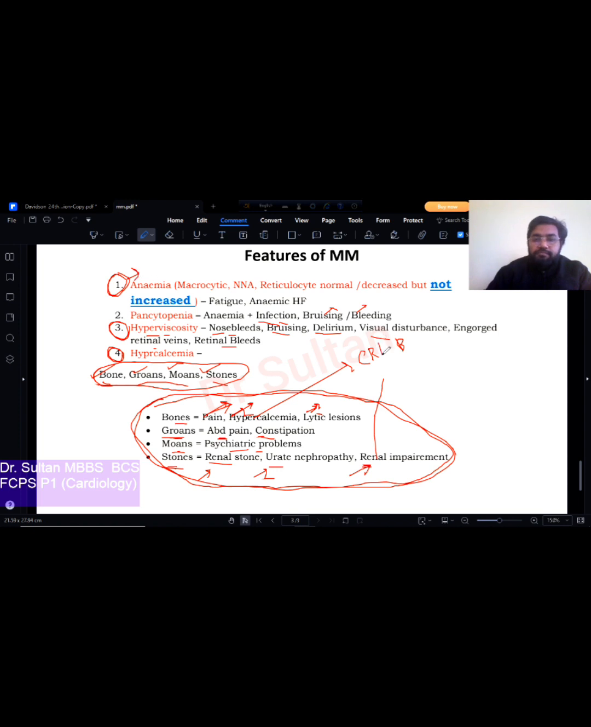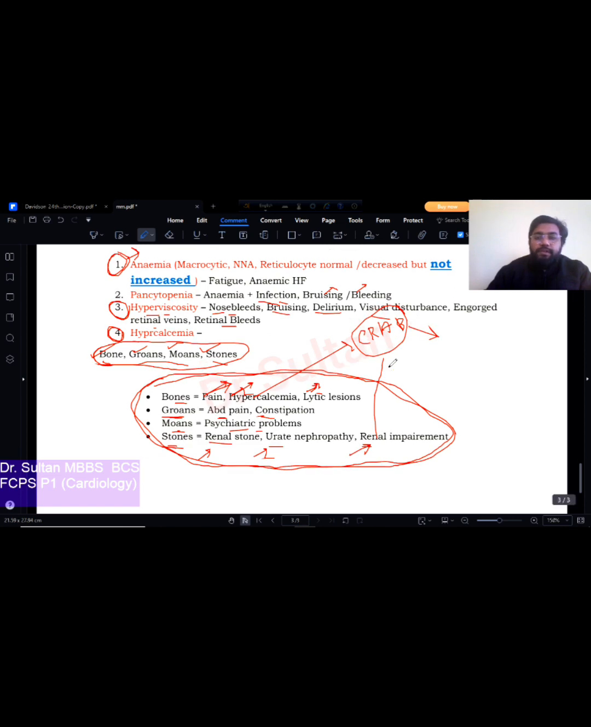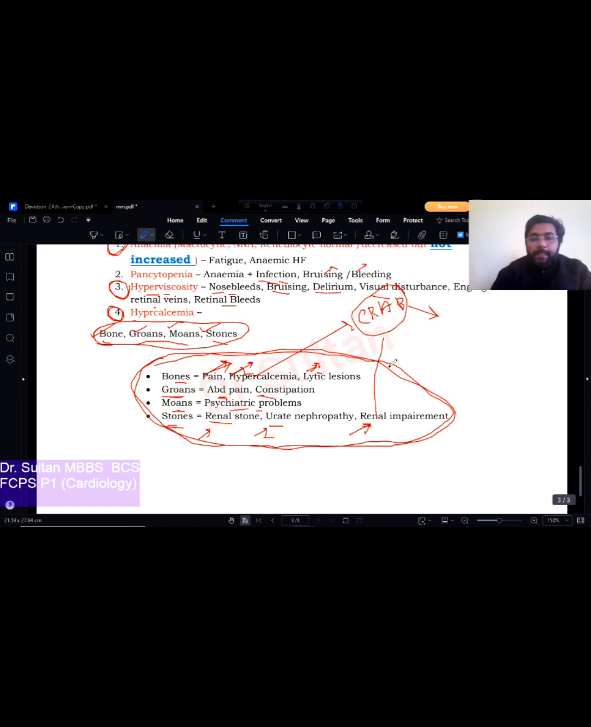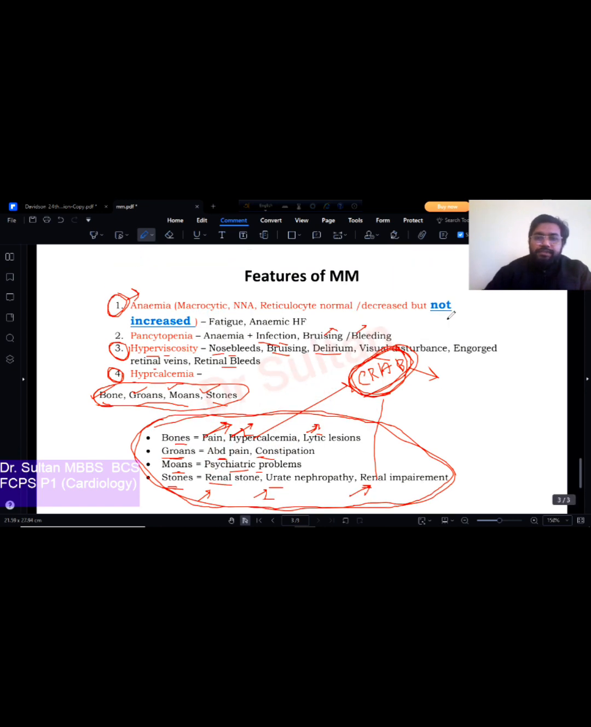Okay, so the CRAB is a very important feature. It is the feature of end organ damage. Okay, or tissue impairment evidence, the CRAB. This is very important for identifying the differentials of multiple myeloma.